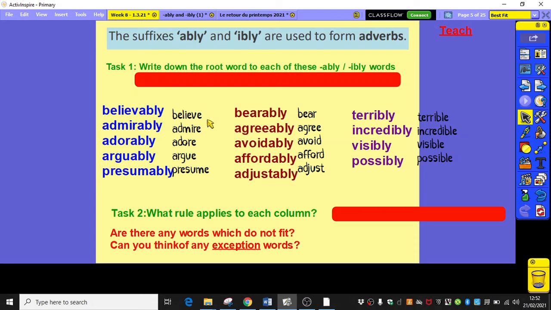We've got the word believe here, and then it becomes believably. What's happened? What's changed from the root word to give us our ably word? What's changed with our root word here? Has it changed? Have a look. And again here, these words here, see what you can think. Pause the video, and then welcome back. Let's have a look.